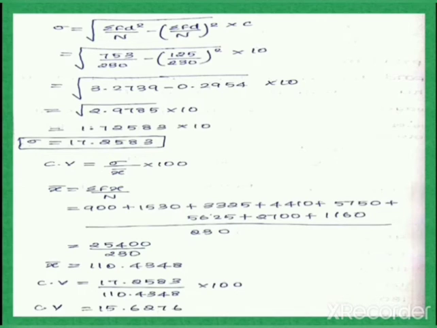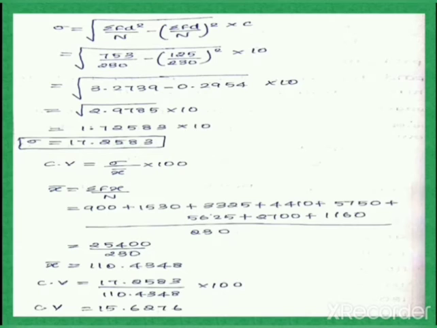Now you have to substitute all the values into your formula, which is root of summation fd square, 753, divided by total frequency 230, minus summation fd, 125, divided by N, 230, the whole square, into 10, which is your class width. So if you divide this, you will get 3.2739 minus 0.2954, into 10. If you solve these values, you will get the sigma value, which is the standard deviation, 17.2583.